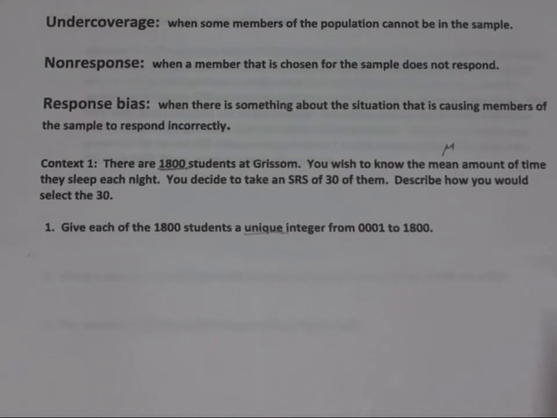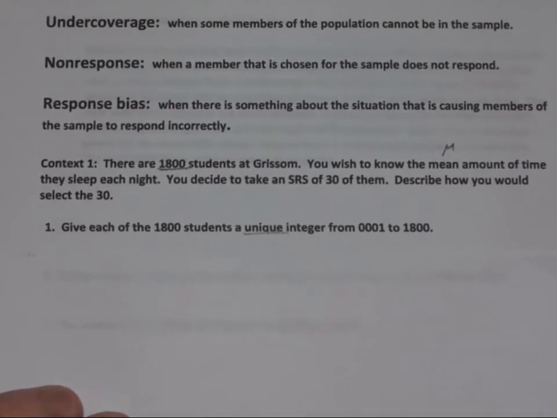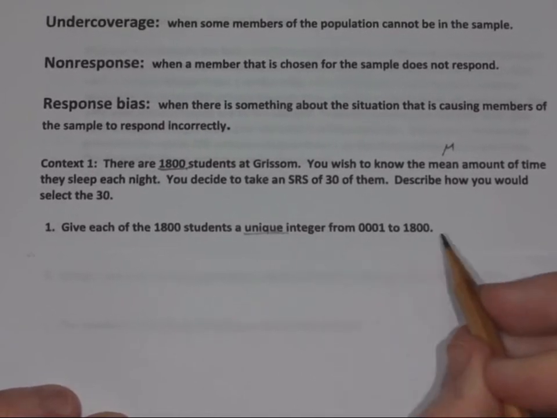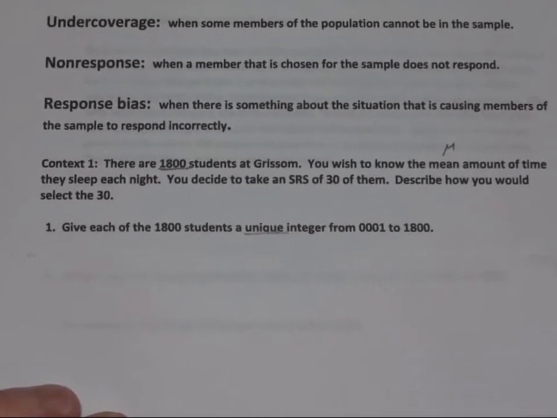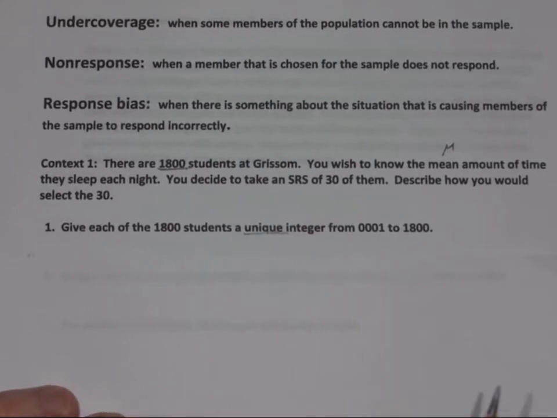But anyway, the key thing here is that you say a unique integer. There can't be any repeats. Okay, no person can go more than once. So you have to say unique integer or distinct integer or ignoring repeats. That's important that you say that. But all the 1,800 students get a unique integer from 1 to 1,800.